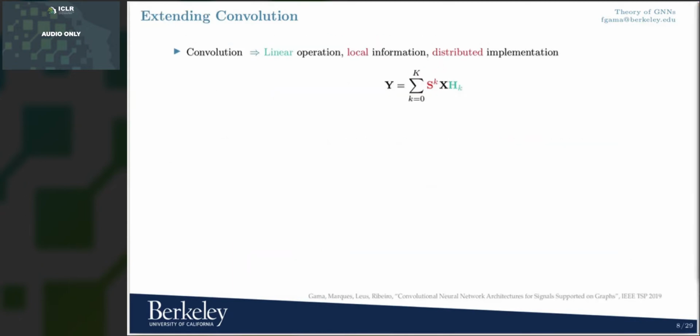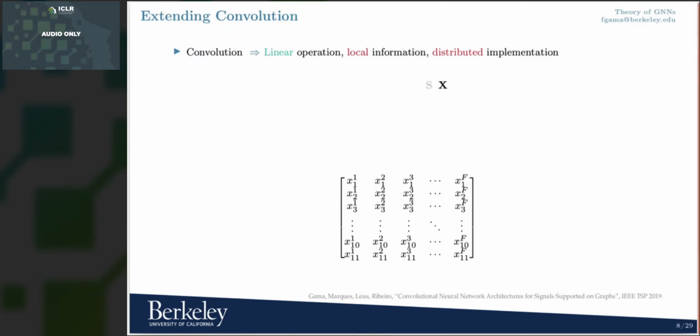When we consider the convolution operating on f-dimensional node features, we simply extend the convolution operation. Recall that the convolution has to be a linear operation that depends on local information accessible only by means of neighboring exchanges and that has a distributed implementation. The extension of the convolution can be seen in this equation here. To see why this is the case, let's analyze it step by step. Let's start with S times X.